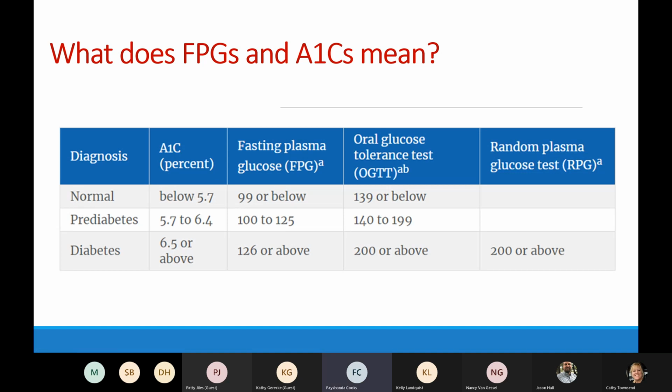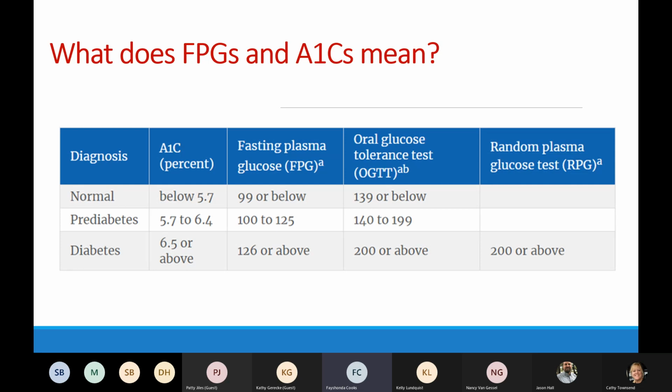Okay, so what do FPGs and A1Cs mean? We talked about this again. I wanted to let you see a chart of what's considered normal and then what's considered pre-diabetic and diabetes. When we say pre-diabetic, that means that your lab results, whether your fasting blood glucose or fasting plasma glucose, or your A1C level, are in a close to high range or at the points that you see here. Then you're considered to be in the pre-diabetic phase and have an opportunity in most cases to change the pathway and avoid being diagnosed with diabetes itself.